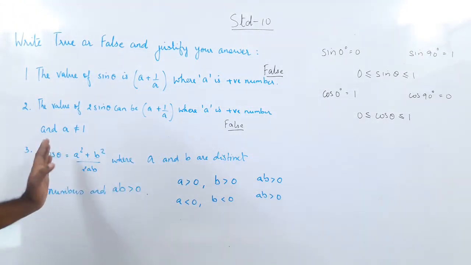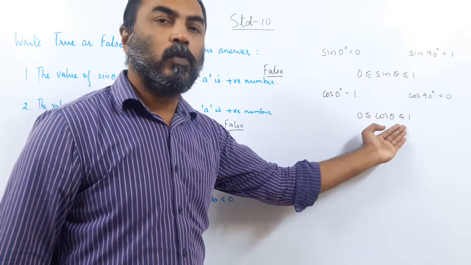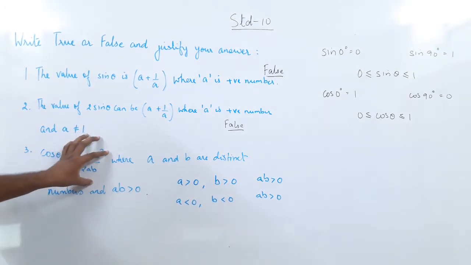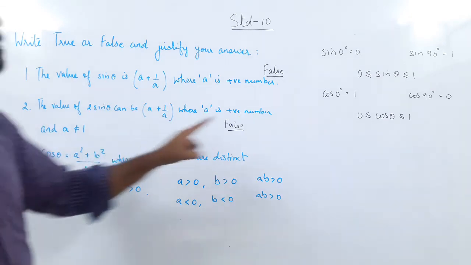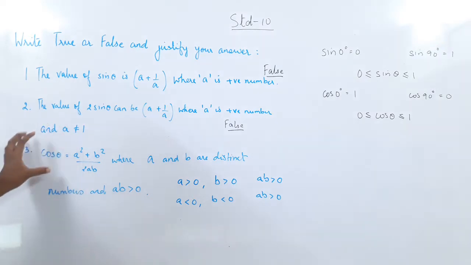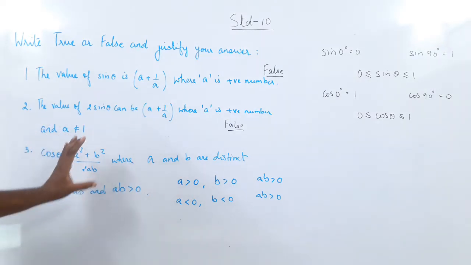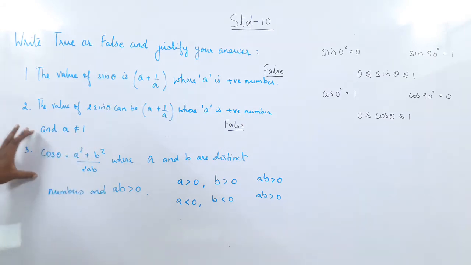Now positive can mean anything, but the range of cos theta is less than or equal to 1. It means it is positive, but it should be either 1 or less than 1. It cannot be greater than 1, because cos theta has a range up to 1. So if this value is greater than 0, it is positive, true. But if the value is less than or equal to 1, then the statement is true. But if it is greater than or equal to 1, the statement is false.